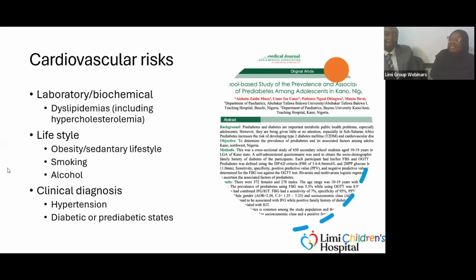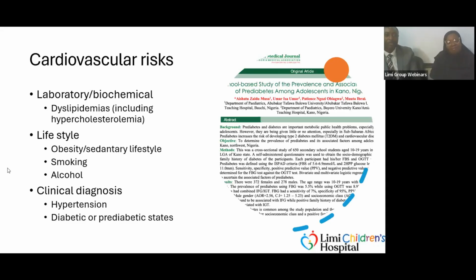Then alcohol intake from peer influence, peer pressures, and then the clinical diagnosis. There are some conditions that are actually cardiovascular risk themselves, like hypertension, diabetes, chronic kidney disease, nephrotic syndromes, and some chronic inflammatory conditions like systemic lupus erythematosus, juvenile rheumatoid arthritis. These are some of the cardiovascular risks.